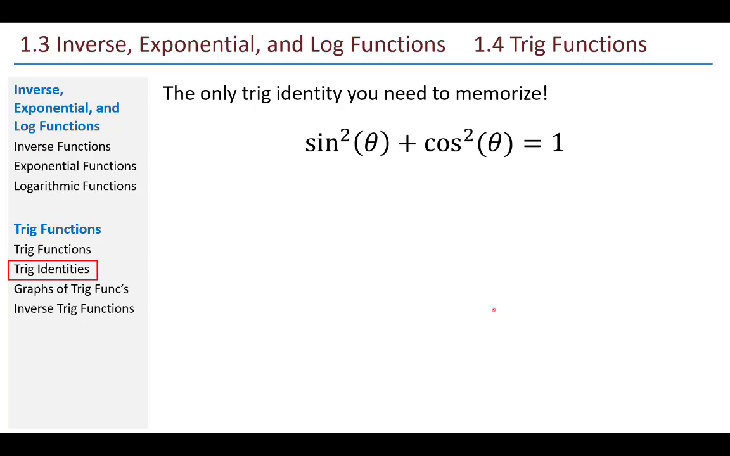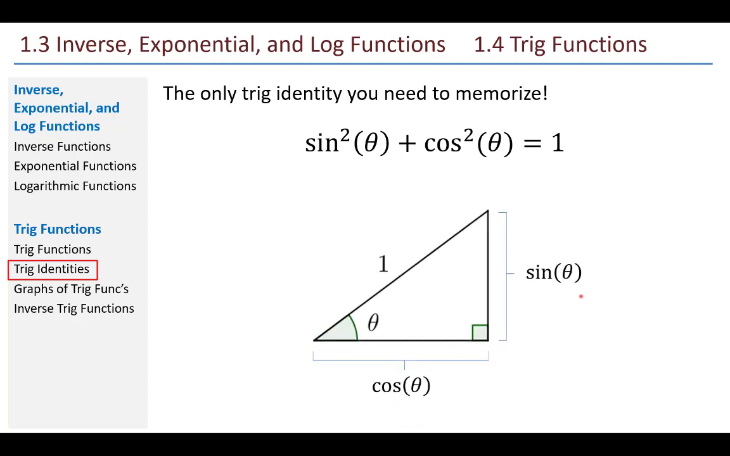Trig identities. There are lots and lots of trig identities out there in the world, but there's only one that you must memorize, and this is it. Sine squared plus cosine squared equals 1. This comes from the Pythagorean theorem. Let's suppose I have a triangle with hypotenuse length 1. Well, it turns out that if I label one of these angles theta, then the adjacent side of this triangle has length cosine theta. That is actually the length of the adjacent side. And the length of the opposite side is sine of theta.